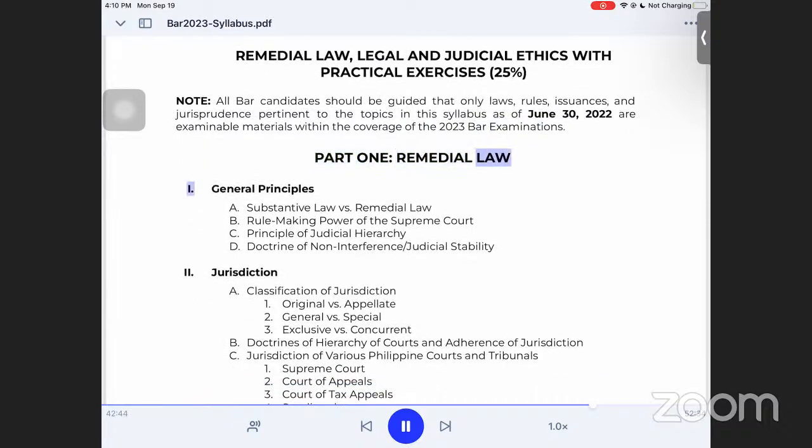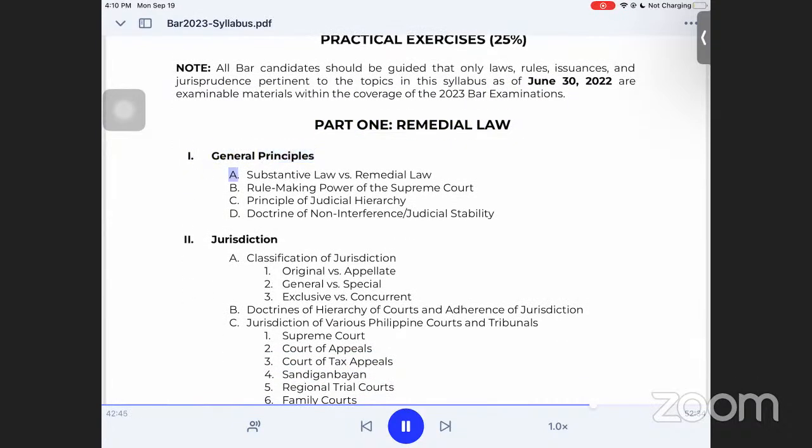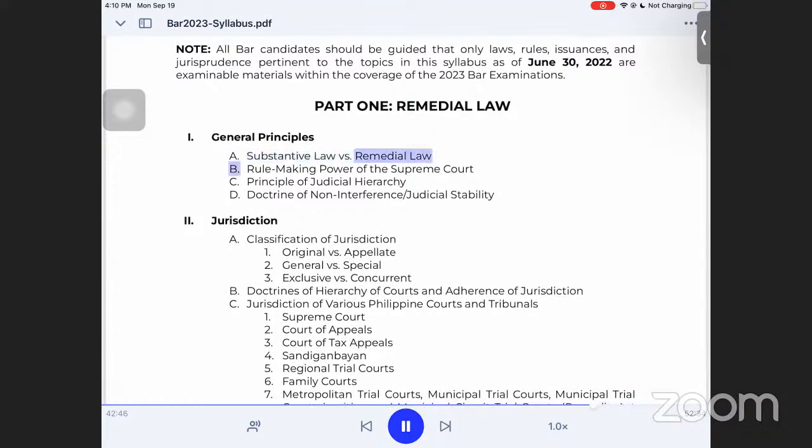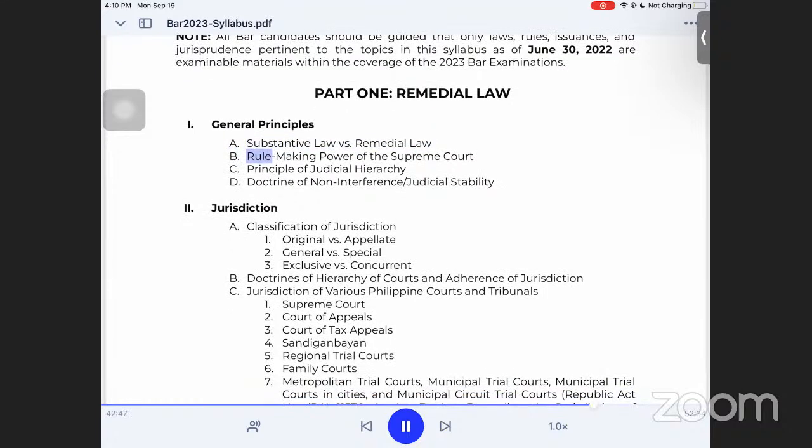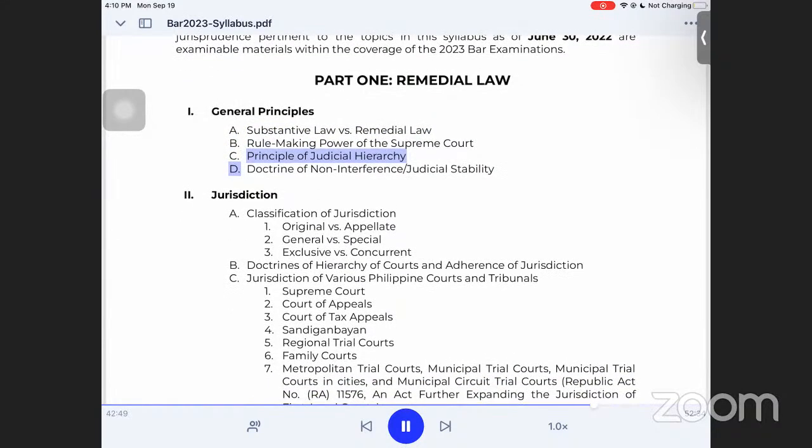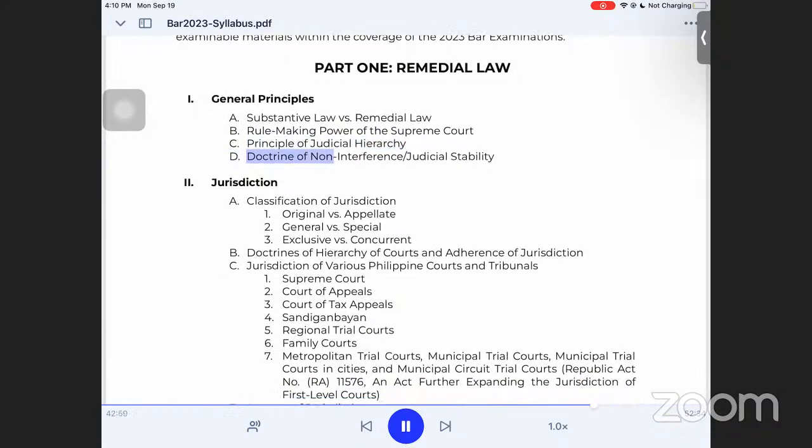Part 1: Remedial Law. I. General Principles. A. Substantive laws, Remedial Law. B. Rulemaking power of the Supreme Court. C. Principle of judicial hierarchy. D. Doctrine of non-interference, judicial stability.